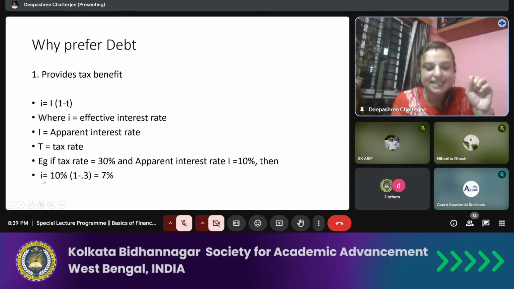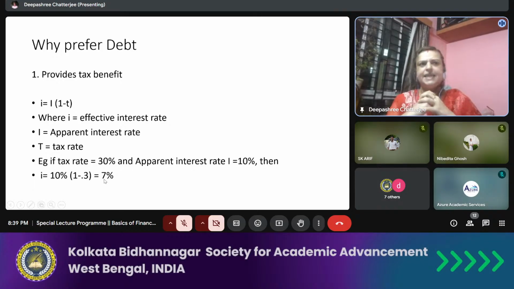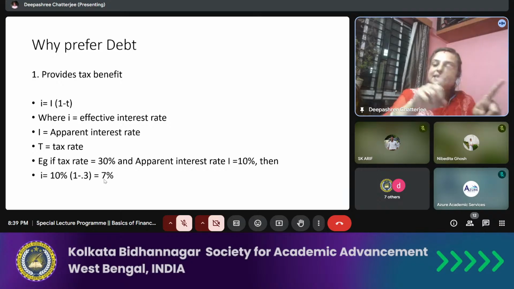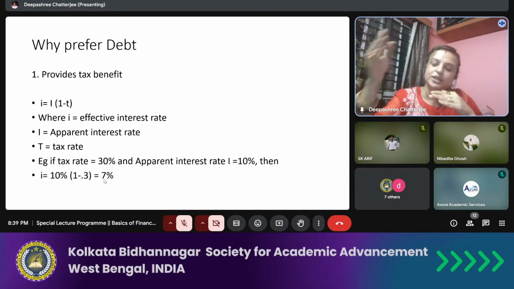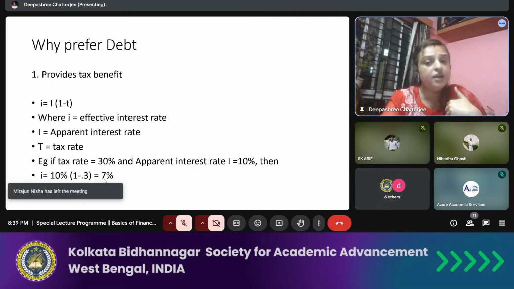In the form of percentage, it is capital I, that is the apparent interest rate, into 1 minus tax rate, which will tell you the effective interest rate. So we see that since interest results in a savings in tax, the effective interest rate is always lesser than the apparent interest rate which we see or which we pay to the bank, right? From the perspective of the company.